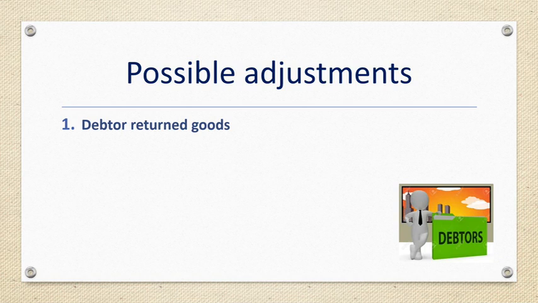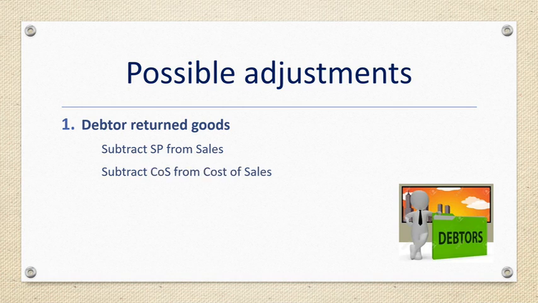The first thing is when a debtor returned goods. Now, we've taught you in grade 10 how to do the journals and the posting to the ledger accounts, but now how does that influence the statements? First thing, you have to subtract the selling price from sales, because that's debtor's allowance, and we know debtor's allowance decreases sales. Then you also have to subtract the cost of sales from cost of sales on the statement of comprehensive income, because the cost of sales, you are cancelling that transaction.